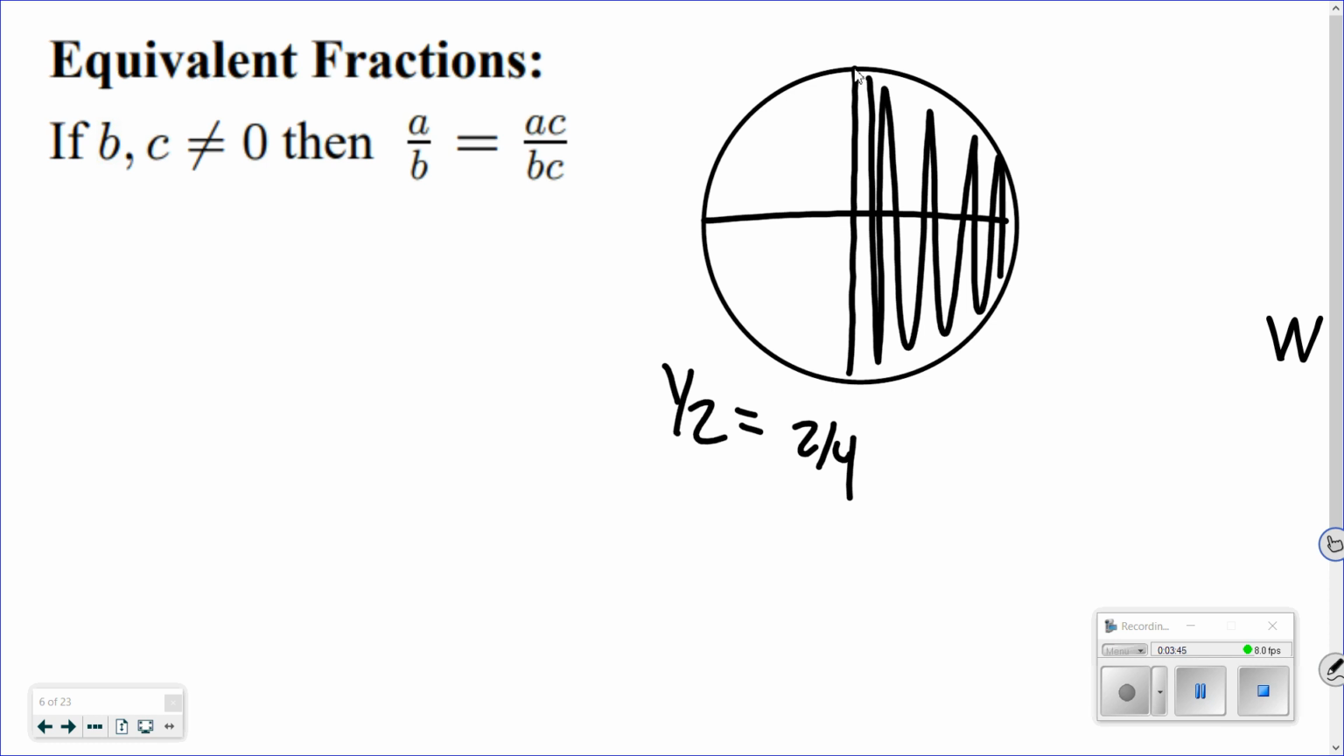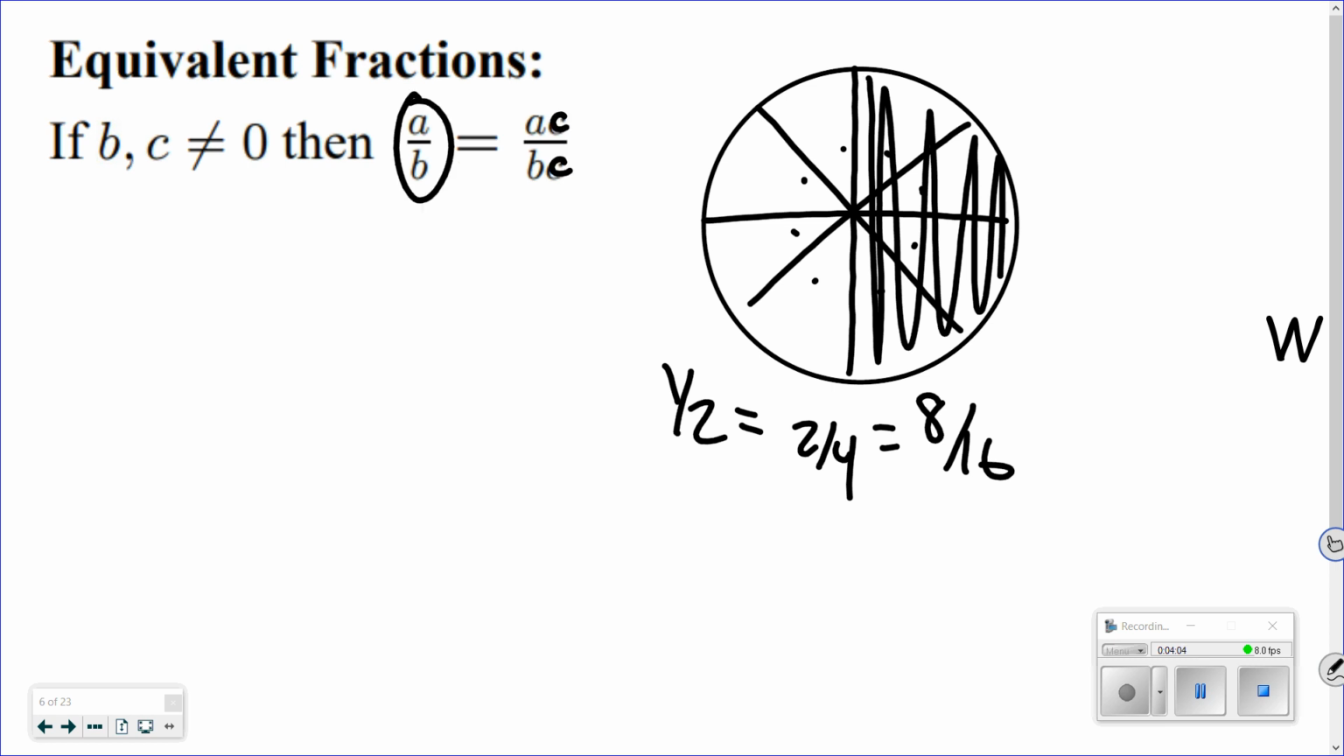You could even go again. We could divide it like that. So now I've got 1, 2, 3, 4, 5, 6, 7, 8. So now I've got 8/16, right? 1/2, 2/4, 8/16. They are equivalent fractions is what we call them. So if you look up here, I can take a fraction a over b. If I times it by the same number on the top and the bottom, then I still have an equivalent fraction. The fraction has the same value.